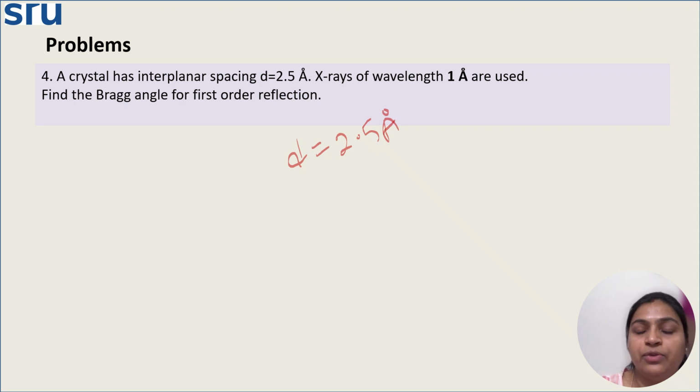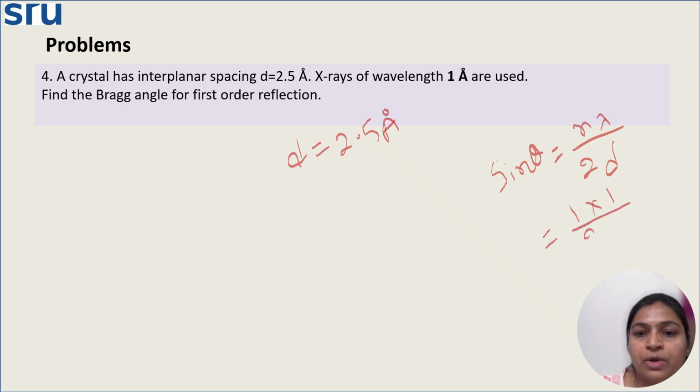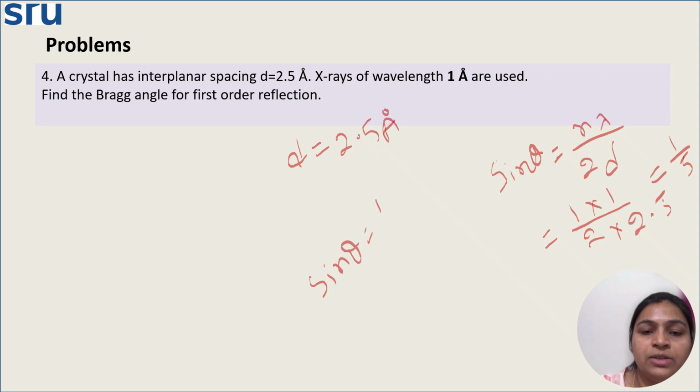If we rewrite the formula in the form of sin theta, that is basically n lambda divided by 2d. First order means n is 1, then 1 divided by twice of 2.5. So we find that sin theta is equal to 1 by 5. So theta will be sin inverse of 1 by 5, that means 0.2.